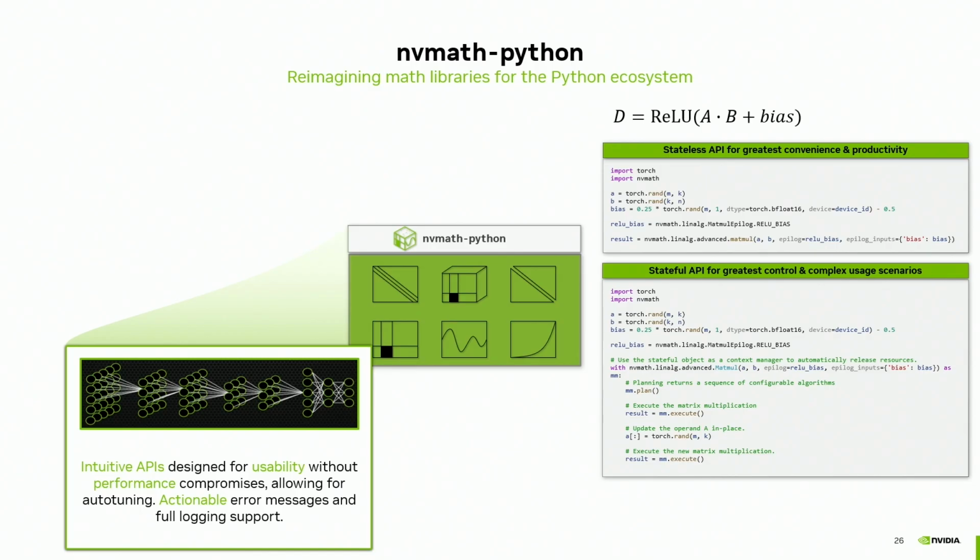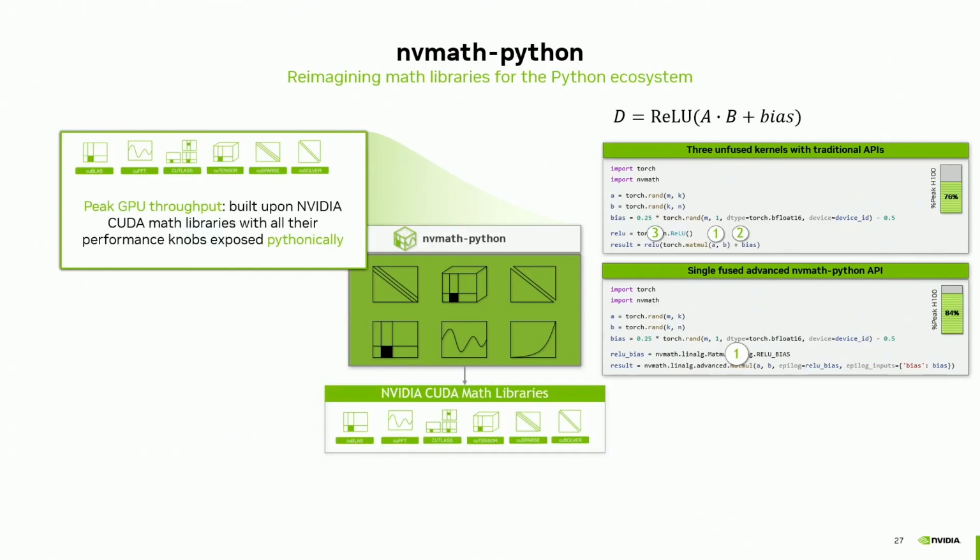Specifically, our host API is advanced, stateful, provides logging support, and of course, auto-tuning, as I just mentioned. Additionally, NVMath Python is fully integrated with package memory pool and current stream for a true seamless experience, which we'll get to shortly. NVMath Python is built on top of the NVIDIA core CUDA math libraries, which I referenced earlier. Because of that, it has all of the performance knobs exposed Pythonically for you. Experiencing native speeds with JIT, or just-in-time linking, is possible with NVMath Python.